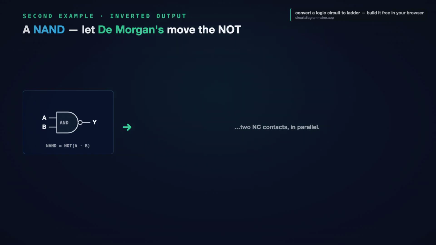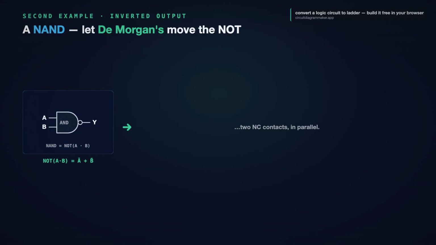Let's do a quick second one to lock in the NOT rule, because inverted outputs trip people up. Take a NAND gate. A NAND is just an AND with a bubble on its output. It means NOT (A AND B). Now, you cannot put a bubble on a coil the way you put a slash on a contact. So watch how the inversion moves.